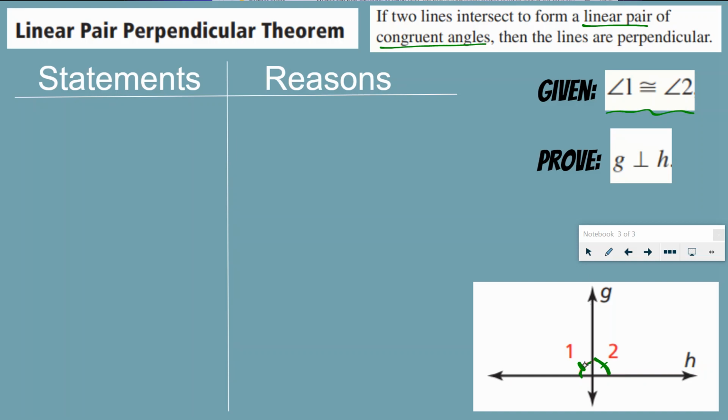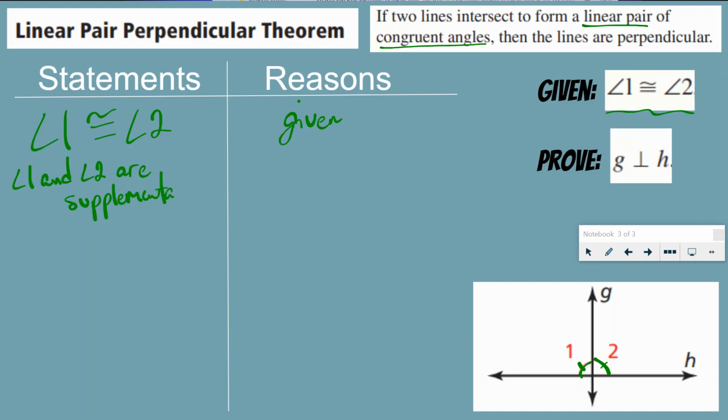And we want to prove that line G is perpendicular to line H. So basically, we want to eventually get to these forming right angles, because if we have a right angle, we know we have perpendicular lines. So I'm going to start with my given statement saying that angle 1 is congruent to angle 2. And then from there, I want to think about how I'm going to show that these are 90 degrees. So I want to first show that these are going to add up to 180 degrees. So I'm going to say that angle 1 and angle 2 are supplementary. And that's by the definition of a linear pair.